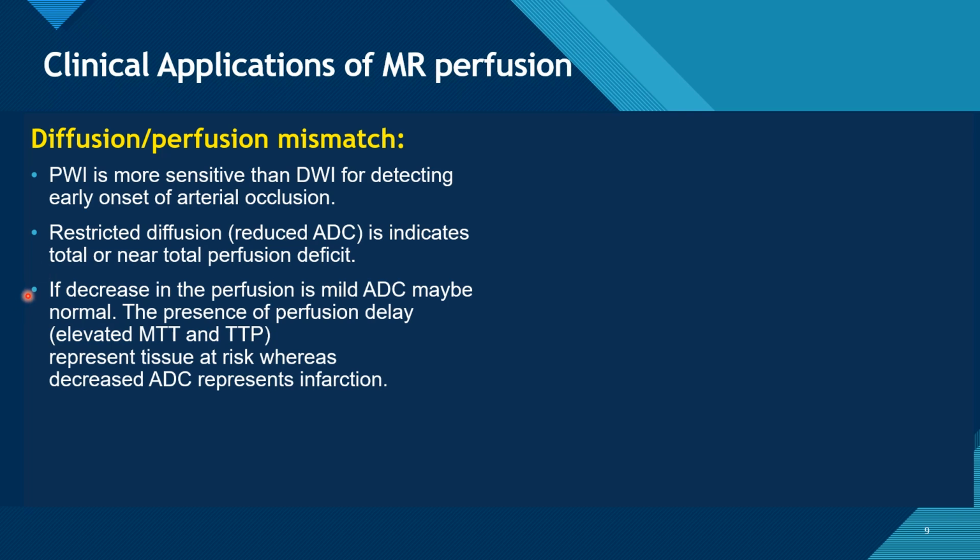However, the surrounding area of decrease in perfusion only shows a mild ADC change, if any, and the presence of the perfusion delay, whether in the form of elevated mean transit time or elevated time to peak, this will represent an area of tissue at risk with or without changes in ADC. So this area is the area of tissue at risk which we can provide with anticoagulant in order to reperfuse.